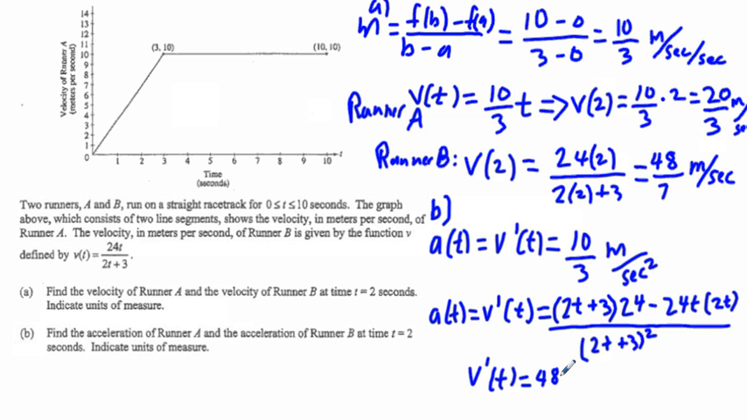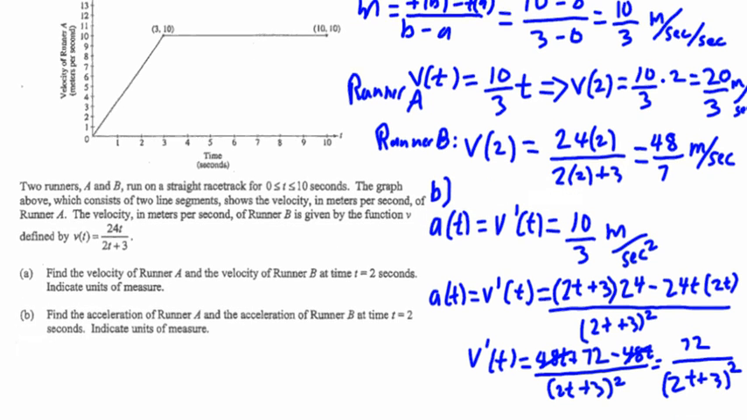And simplifying out, we have v prime of t is equal to 48t plus 72 minus 48t over the quantity 2t plus 3 squared. And that's going to be equal to 72 over 2t plus 3 squared.